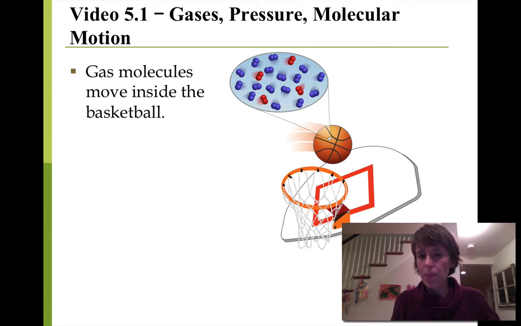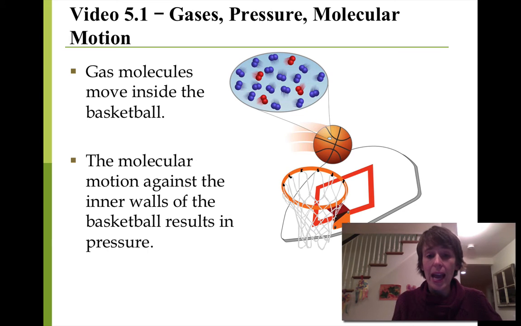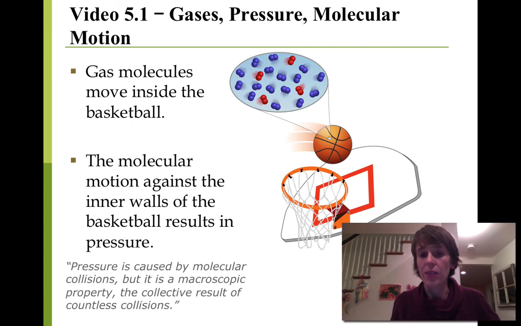If you think about a basketball or any type of ball that you've ever inflated, when you attach a pump to a basketball, you're putting tons of molecules of air into that basketball. And what's keeping that basketball bouncy and the way it should be is the motion of all those molecules against the interior walls of the basketball. So that pressure is high inside the basketball compared to the typical atmospheric pressure.